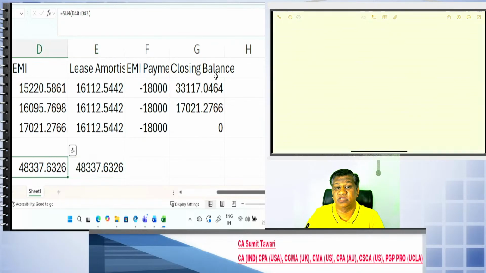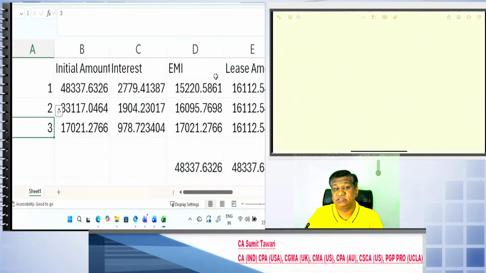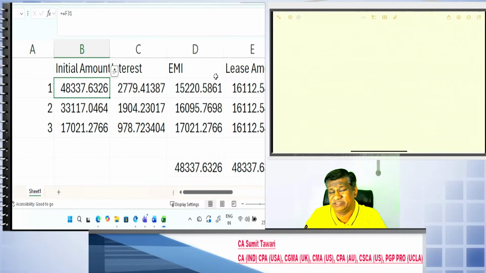If you see, the total is same. The only thing is that lease liability is reduced by the EMI amount, and the ROU amortization we are reducing on a straight line basis. So this way we are reducing the liability. This table you need to understand that I calculated on the basis of, first I calculate present value, which is basically the finance given to the lessee, or from the lessee point of view, it is basically the finance we got.